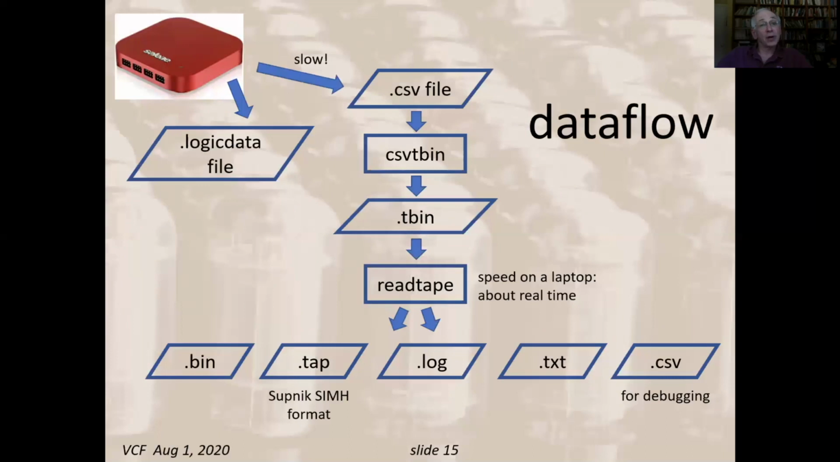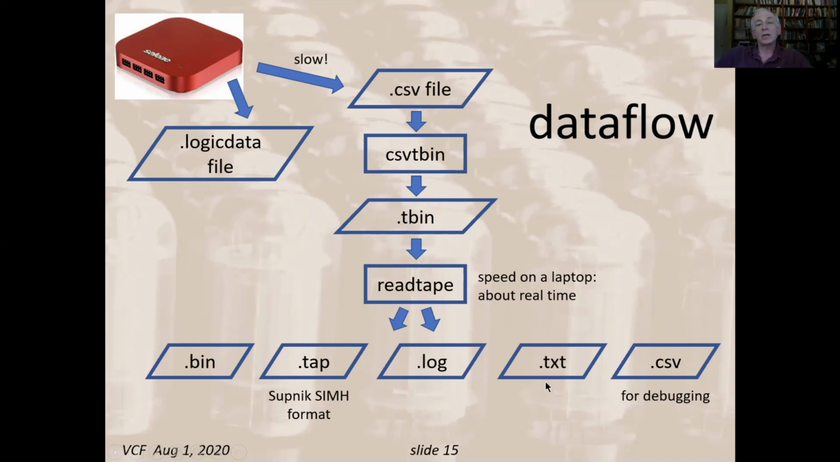So the overall data flow is the Saleae logic analyzer produces a CSV file. We convert that to our compressed binary format called tbin, and then decode. And the result of the decoding is, for one thing, a binary file that contains the raw data we've decoded. We also create a .tap format, which is Bob Supnik's SimH simulator format for tapes that can drive simulators for a variety of machines. A log file that tells us how the decoding went and what problems were discovered.